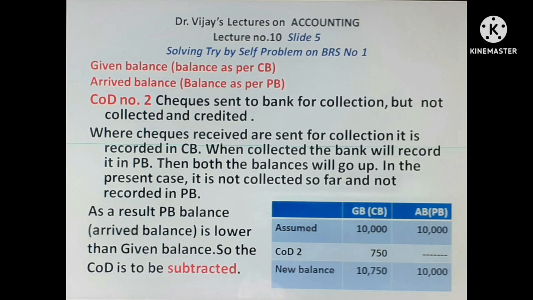The balance as per cash book goes up by 750 rupees. So the balance to be arrived, the passbook balance, remains lower. So the item is to be subtracted. Look at the model. Assumed balance is the same in both the books. Cost of difference number 2, 750, is shown in the given balance, that is the cash book balance. As a result, the cash book balance becomes 10,750. The balance to be arrived, the passbook balance, continues to be 10,000, lower. So the item is to be subtracted.